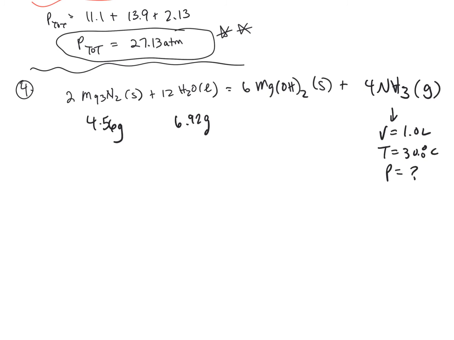You're given the mass of this one, the mass of that one. You're going to convert them to moles. Use the mole ratios to figure out how much magnesium hydroxide is formed and how much ammonia is formed. And then one of these will be the excess reactant. We're going to figure out how much is left over of it. And in the end, we'll get the pressure of the ammonia.